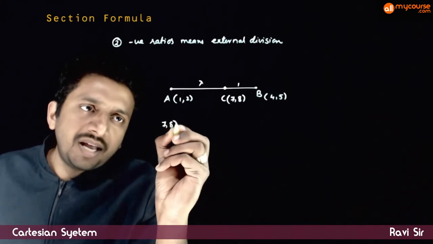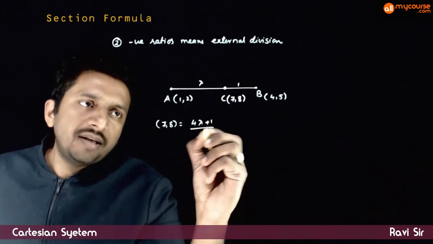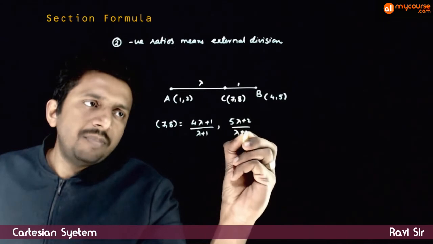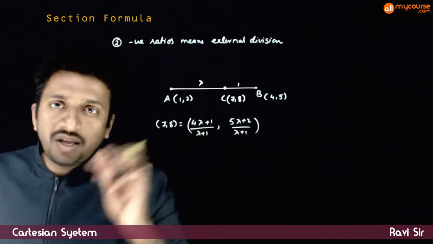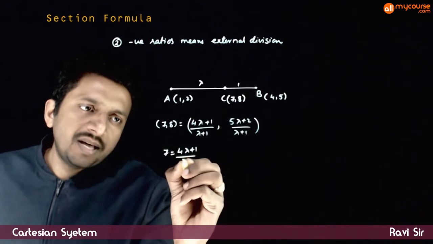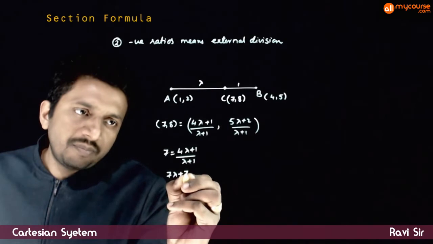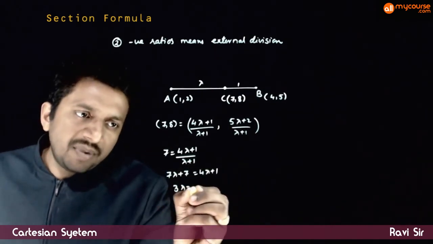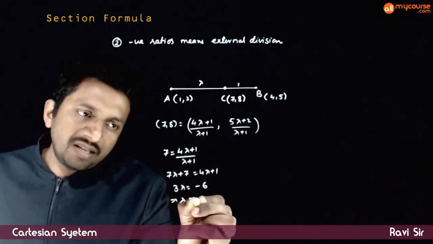So (7, 8) is equal to ((4 lambda plus 1) by (lambda plus 1), (5 lambda plus 2) by (lambda plus 1)). So we equate the x coordinates, we equate the y coordinates. So 7 is equal to (4 lambda plus 1) by (lambda plus 1). So 7 lambda plus 7 is equal to 4 lambda plus 1. 3 lambda is equal to minus 6. So lambda is equal to minus 2.